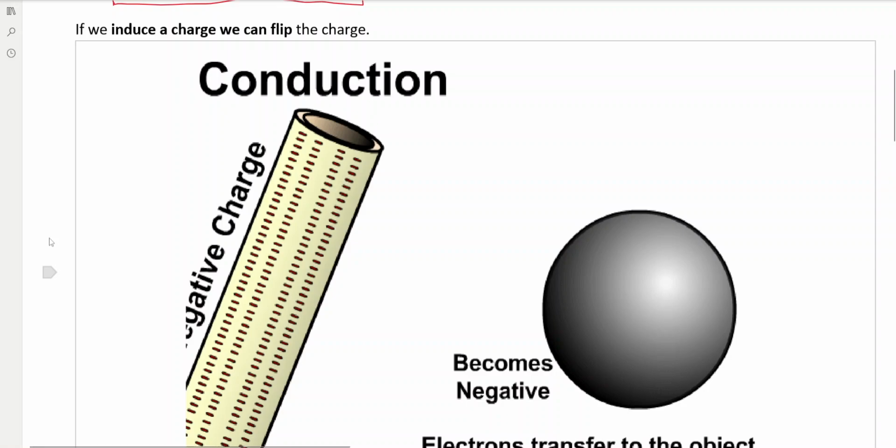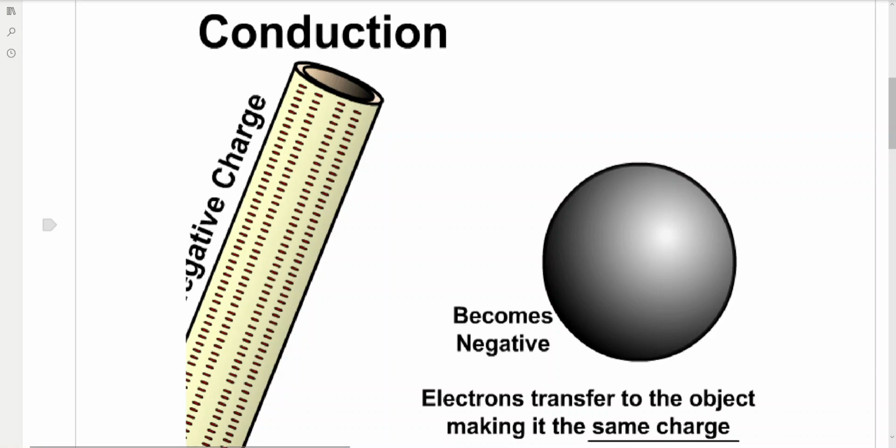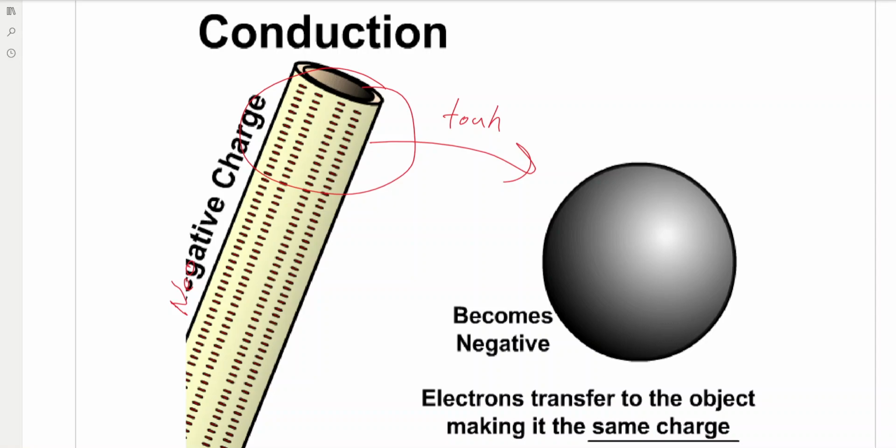So conduction, very simple. Okay, here's a little bit of an image for conduction. Conduction is if you physically touch the negative, in this case this is a negative charge, right? If you touch this here, then these negatives will hop over and it'll become negative in here. So very simple. Touching, negative charges move. Electrons transfer to the object, making it become the same charge. The same thing happens in reverse if it's positive.